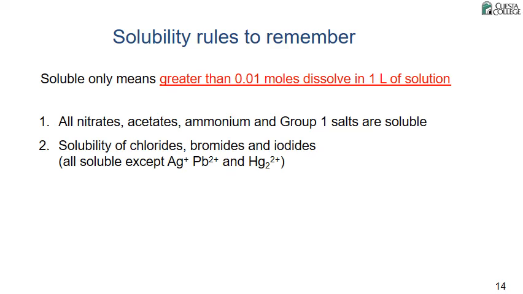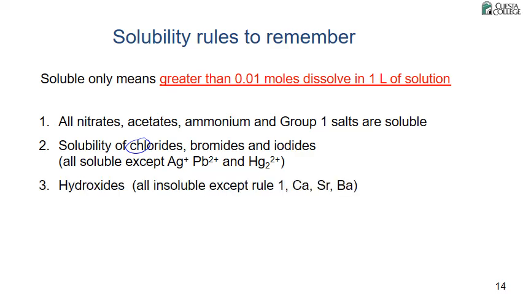Next rule is that the chlorides, bromides, and iodides are usually soluble, except for those 2 exceptions. It's nice to have this rule because chlorides especially are very common in the chemistry lab. Another rule to remember is that hydroxides are almost all insoluble, except for the first rule, and then 3 exceptions of calcium ions, strontium ions, and barium ions. Those are just the 3 to remember. It's not so bad. It'll make you a lot more efficient at solving chemistry problems, so you should be familiar with these for quizzes or exams.